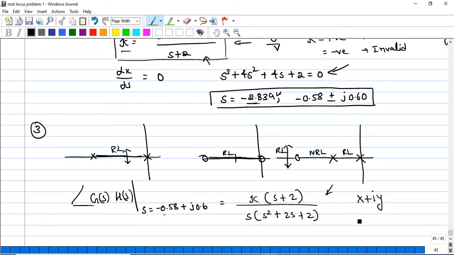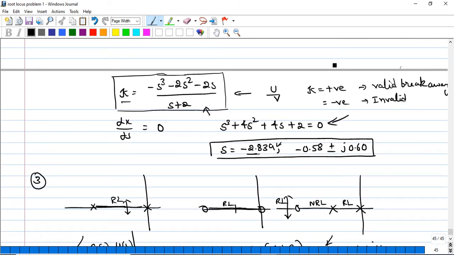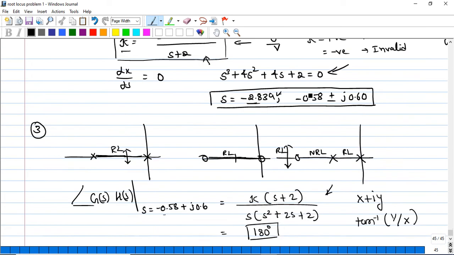So what is the formula to calculate the angle? That is tan inverse of imaginary by real. Once you do that, if the total angle is 180 degrees or a multiple of 180 degrees, whether positive or negative, then we call it a valid breakaway point. Once you come to know that in the given problem there is no breakaway point, then you need not proceed to this particular step.